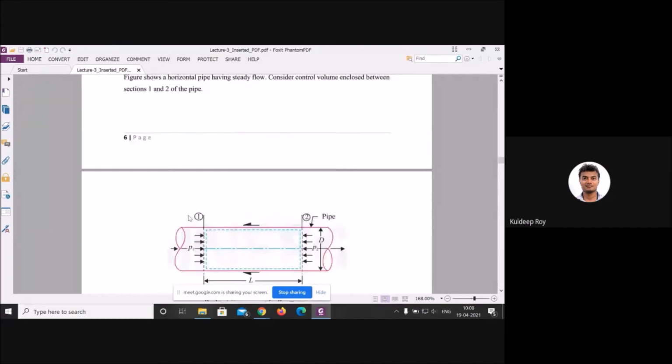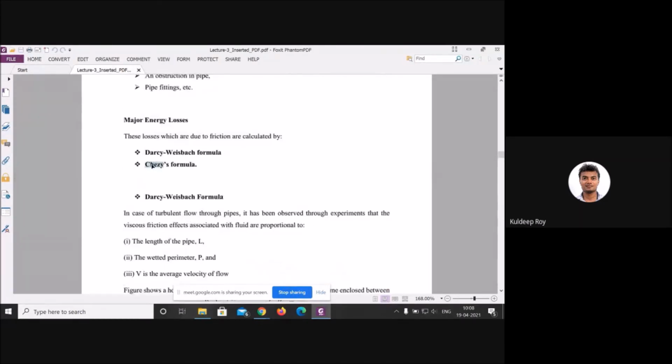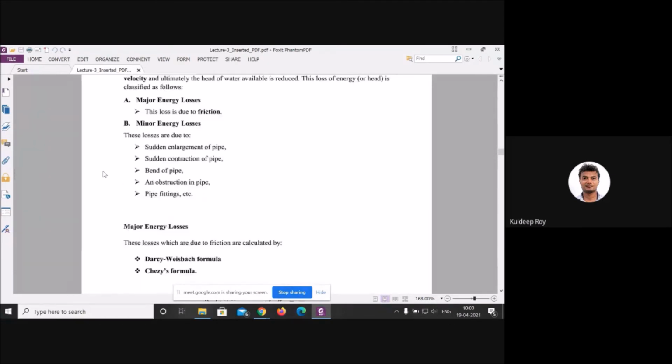Okay, but in the case of Chezy's equation, he defined it in terms of the hydraulic mean depth, which is M. So these formulas have their own limitations and their own applications, where you have to apply them and where you have to do so.